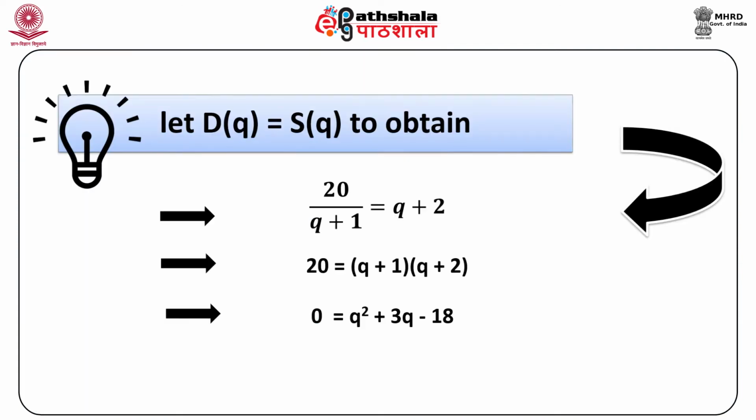Solution: to find the equilibrium quantity, we let D(Q) equal S(Q), that is 20 upon (Q plus 1) equal to Q plus 2. This gives us 0 equal to Q square plus 3Q minus 18. The positive solution gives the equilibrium quantity QE equal to 3 and equilibrium price as PE equal to 5.